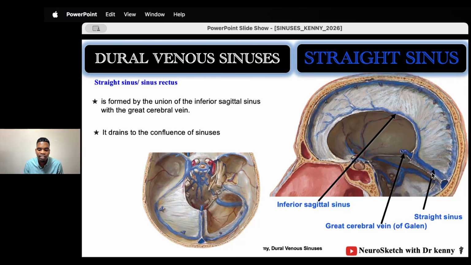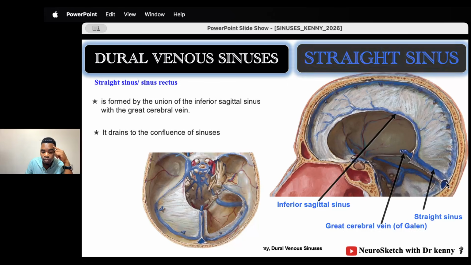Now, the straight sinus will receive blood from two important systems. Number one is the inferior sagittal sinus, which is going to empty blood into the straight sinus, and also the great cerebral vein, also called the vein of Galen. The great cerebral vein, also called the vein of Galen, is going to join the inferior sagittal sinus to empty blood into the straight sinus. Then where does this straight sinus empty blood into? The straight sinus, receiving blood from these two systems, empties this blood into the confluence of sinuses here. This is the confluence of sinuses.